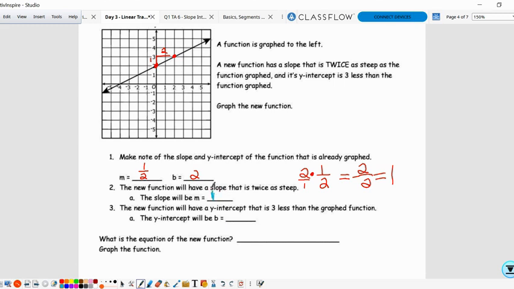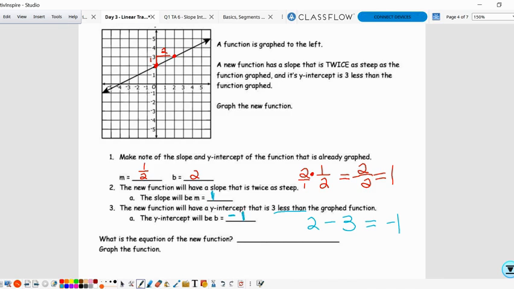The new function will have a y-intercept that is 3 less than the graphed function. Well, here was our original. It was at 2. If we are 3 less than the original, we're going to subtract 3 from that. 2 minus 3 is -1. The y-intercept will be at -1.